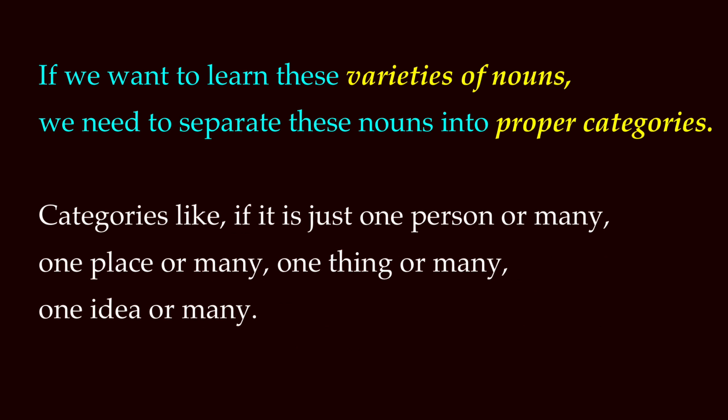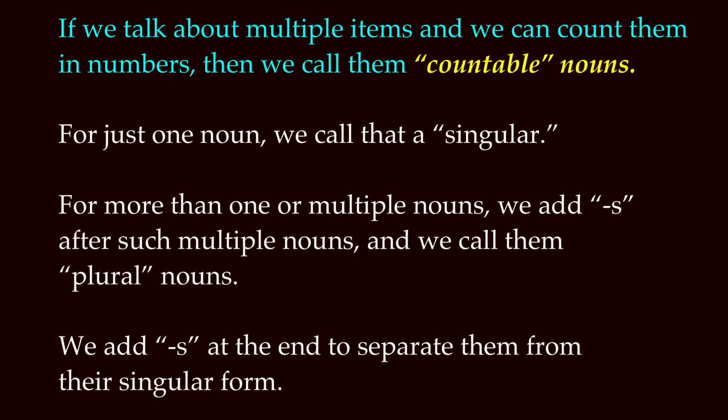If we want to learn these varieties of nouns, we need to separate these nouns into proper categories. Categories like if it is just one person or many, one place or many, one thing or many, one idea or many. If we talk about multiple items and we can count them in numbers, then we call them countable nouns.